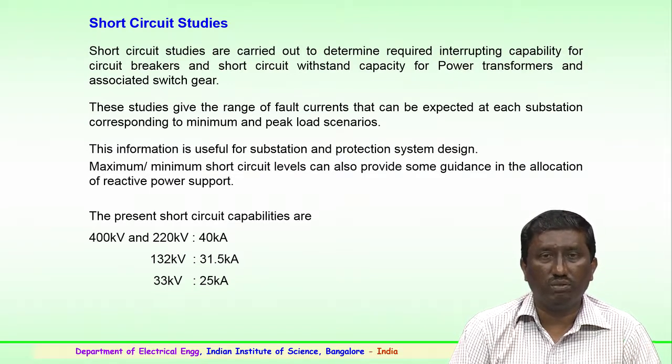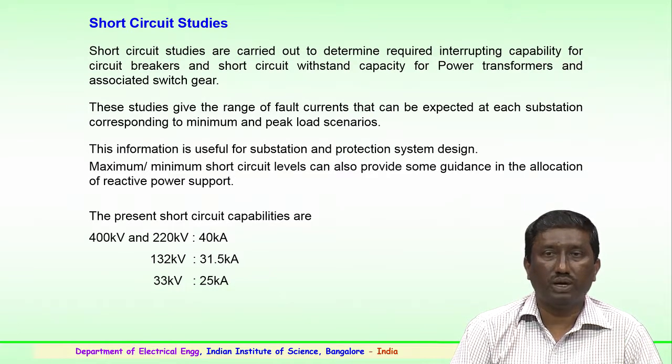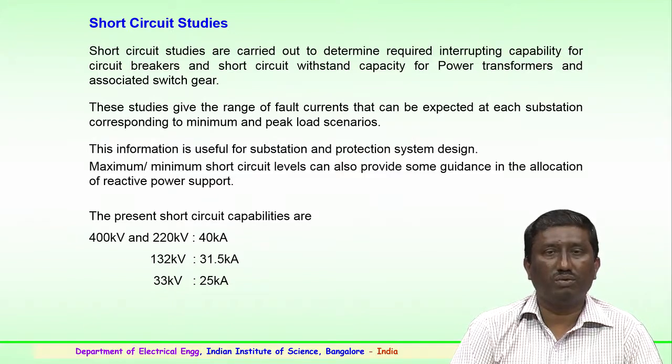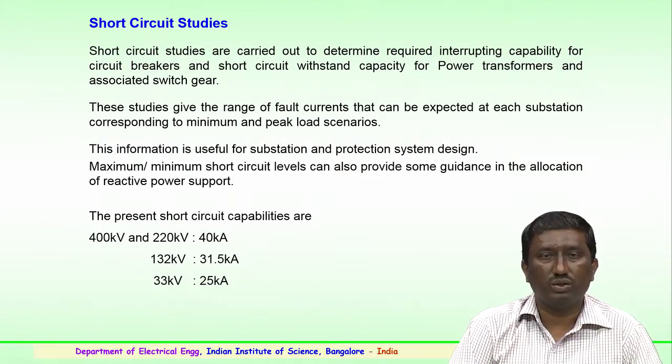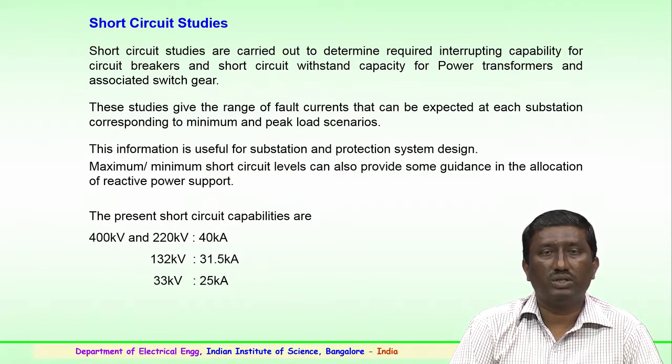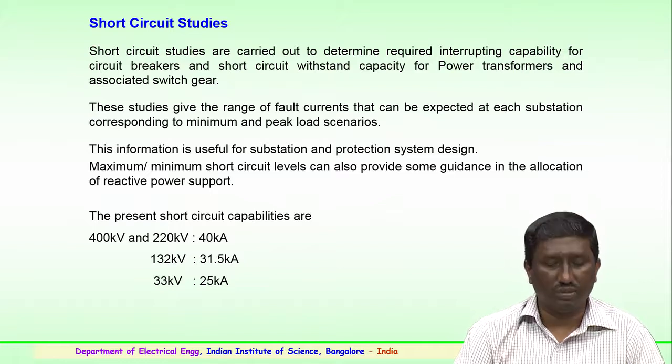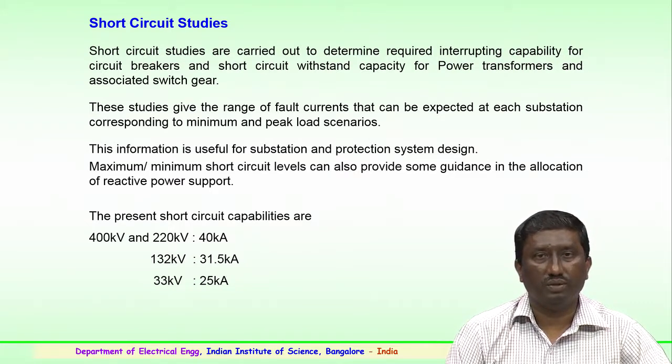The maximum or minimum short circuit levels will also provide some guidance in the allocation of reactive power support. So, we also need to get the estimation for the reactive power support. The present short circuit capability for various voltage levels, as mentioned earlier, for 400 kV and 220 kV substations should be 40 kilo amps, and in case of 132 kV it is 31.5 kilo amps, and for a 33 kV substation it should be a 25 kilo amp short circuit capability level.